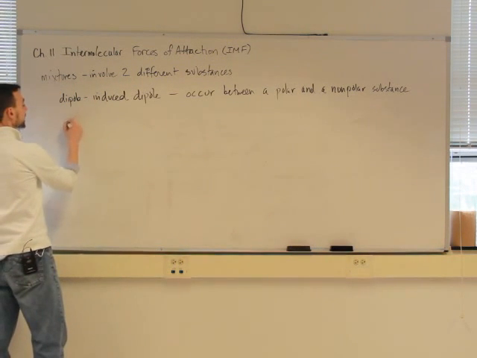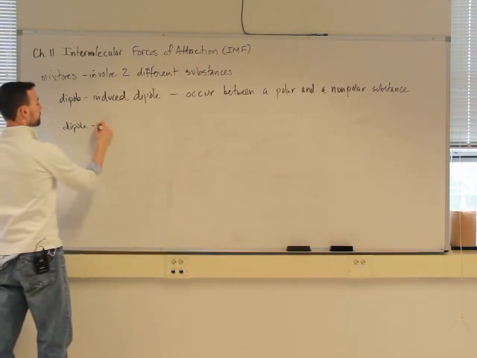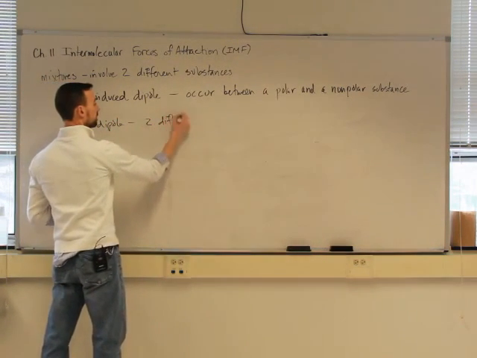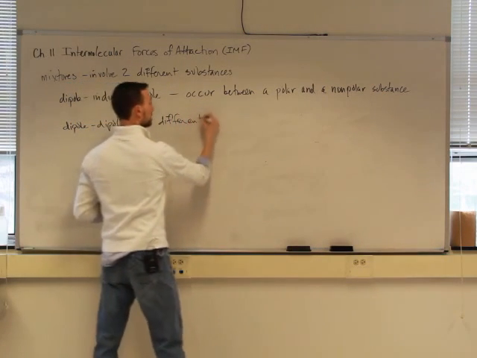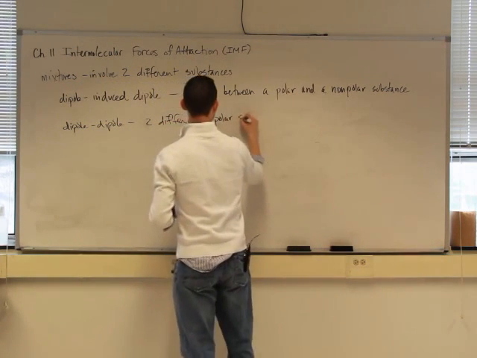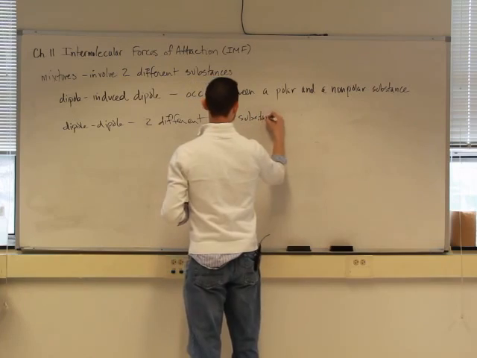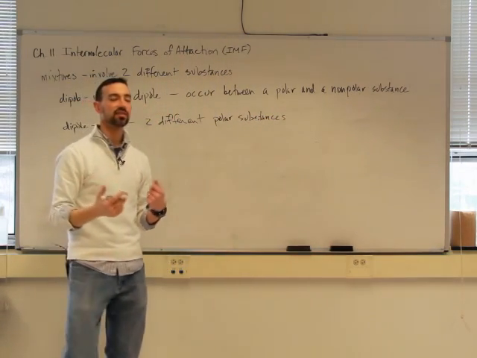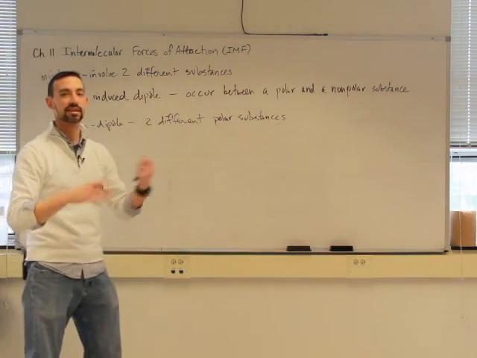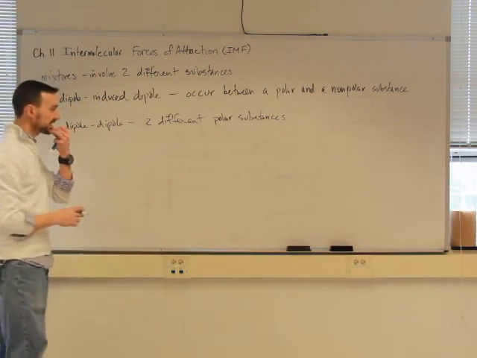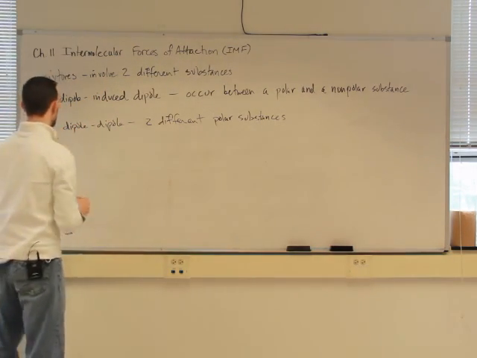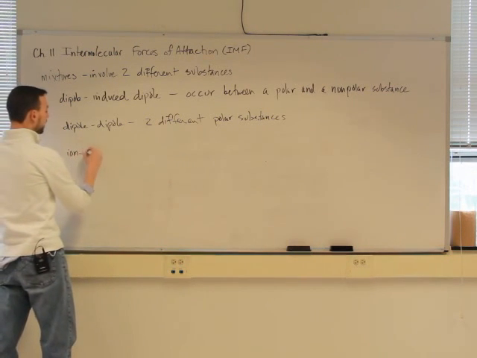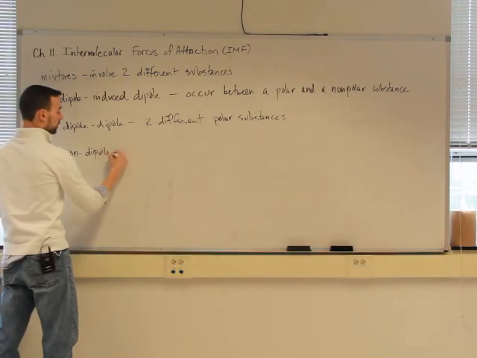We can have the dipole-dipole in a mixture. This would just be two different polar substances. Okay, so they both have those positive and negative charges, they just happen to be different compounds. So they'll stick together pretty well, or mix very well, all right? And then we can have the ion-dipole mixture, all right?